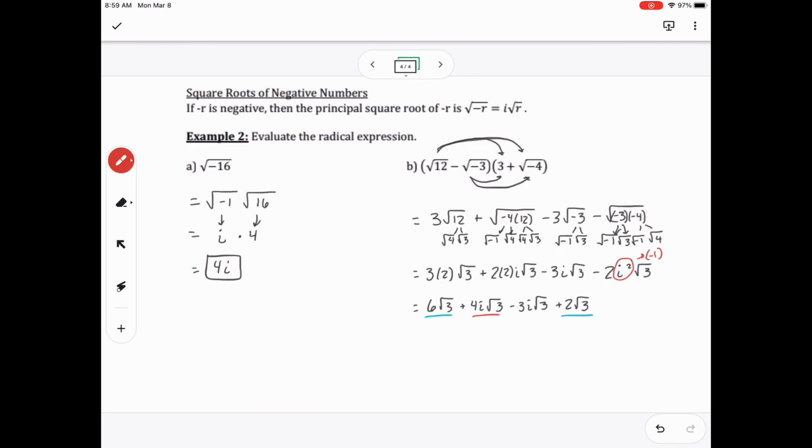And so here I actually have two sets of like terms, because remember square root of 3 is kind of like an x. So because of that, I could put my like terms together. It gets me the following value. And here you can write it in two different ways, because you could factor out the square root of 3 if you'd like, but you don't have to.